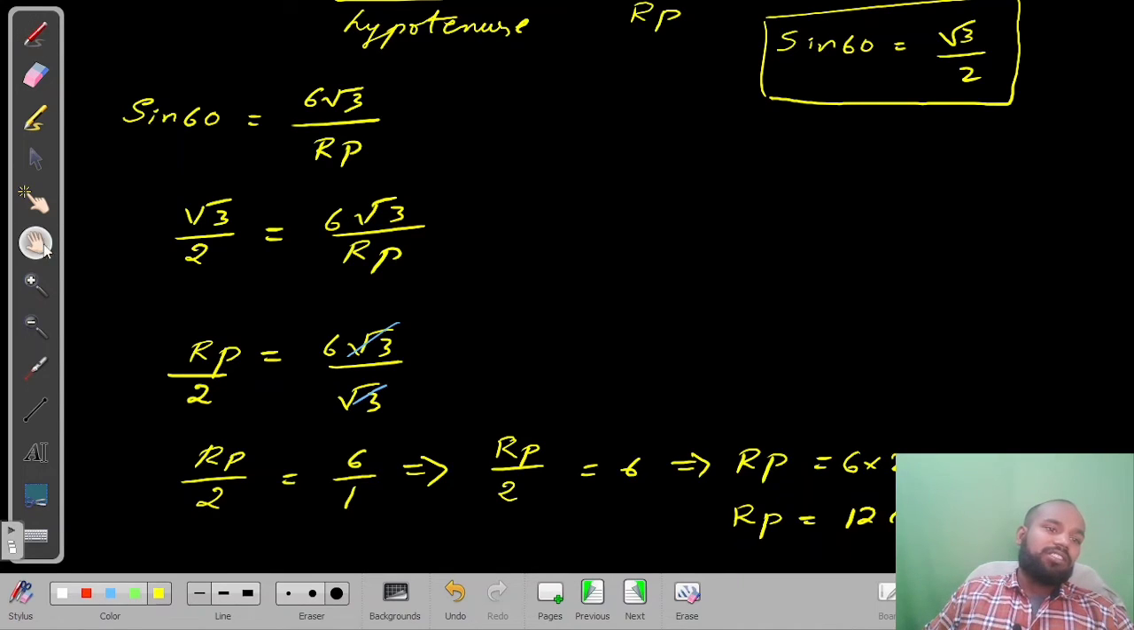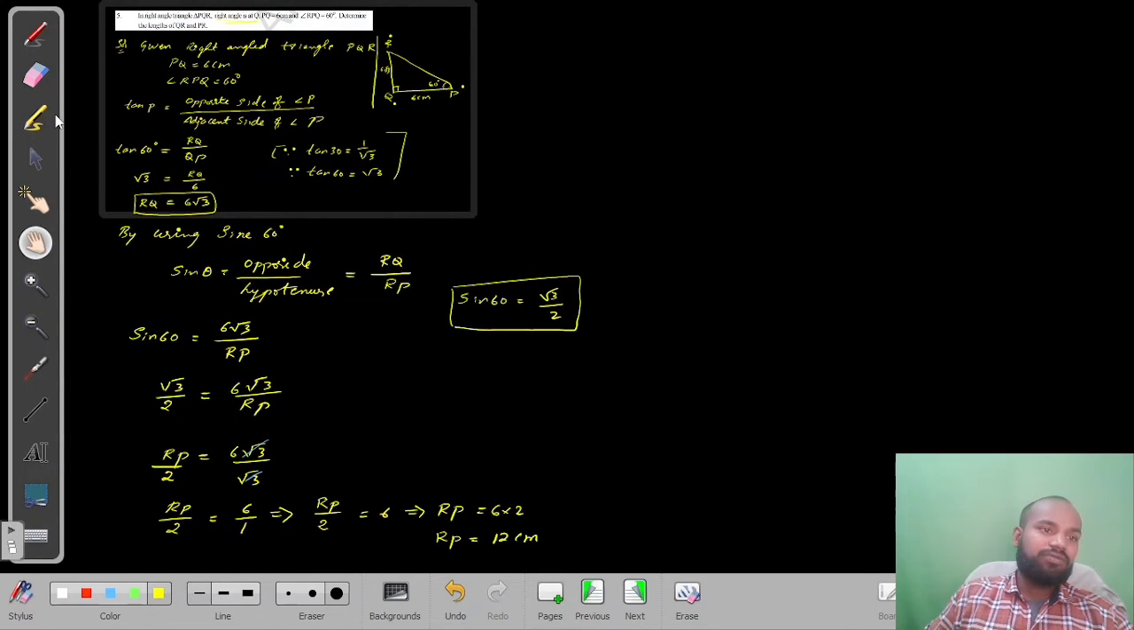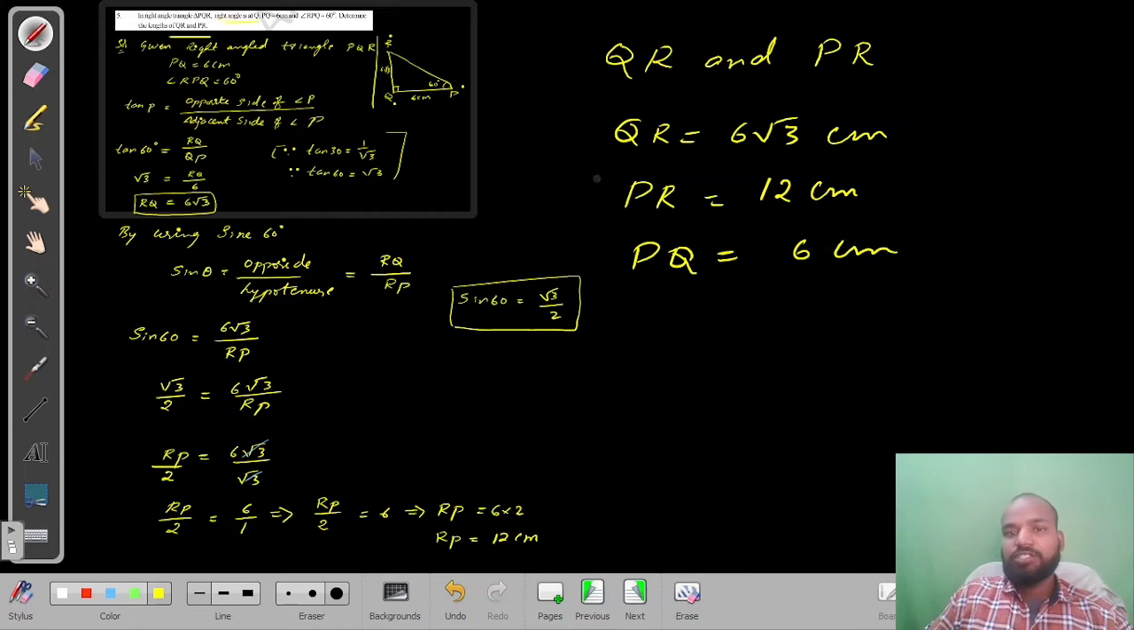So what is he asking us? To determine the length of QR and PR. So we got QR as 6 root 3. What is PR here? We recently got PR equal to 12 centimeters. And PQ is given as 6 centimeters. So all the three sides we got, right? So this is your answer, this is your fifth answer. Next, moving to the next one.